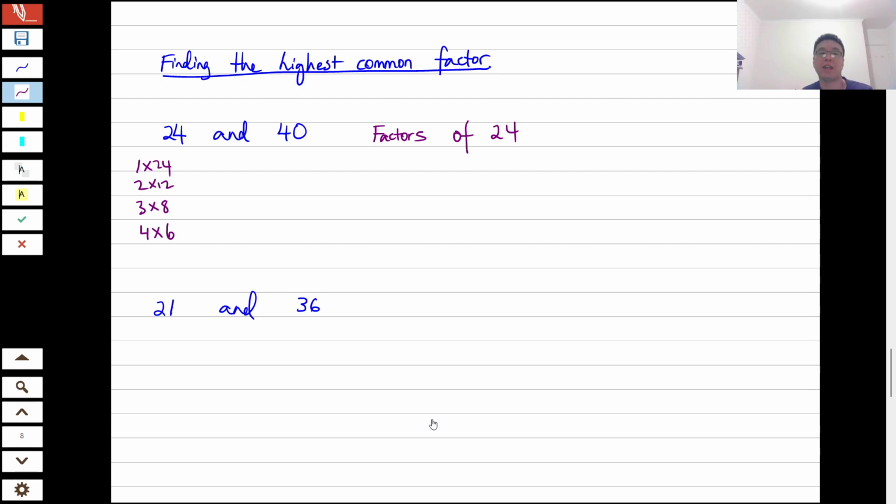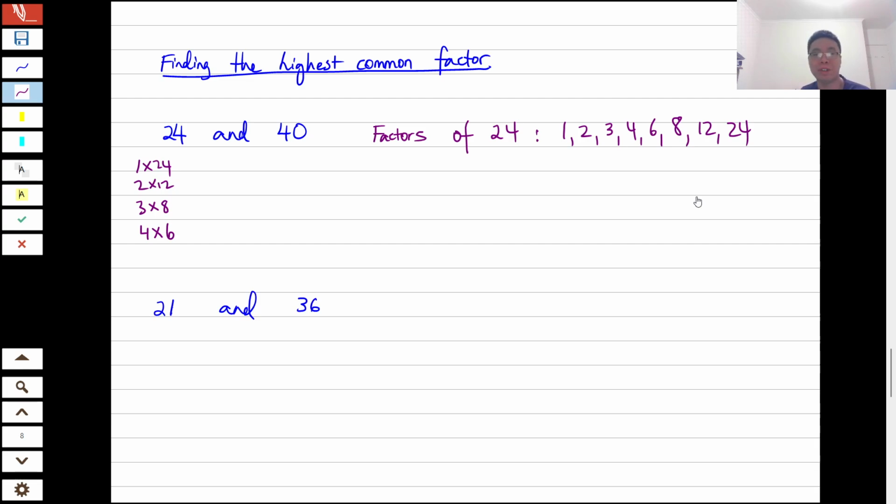Now, if I say I can make 24 using 6 times 4, that's true, but I've kind of already got that from 4 times 6. So at this stage, I can stop because I've found all the factors. It's 1, 2, 3, 4, 6, 8, 12, 24.